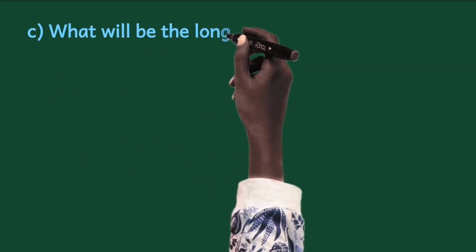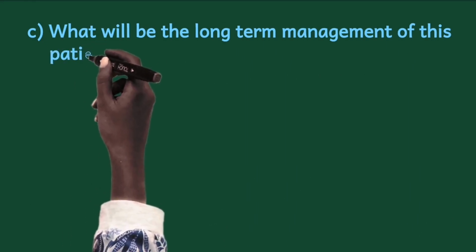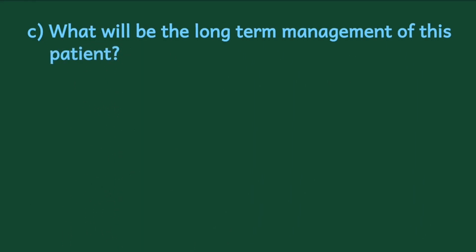Now, there was a third question which said, what will be the long-term management of this patient? Now, remember the principles of management we've been using. We said the first thing to do is to identify any reversible underlying cause and then treat it. Then next, you manage the symptoms of the disease. And then next, you anticipate complications of the disease and then prevent them. However, if the complications have occurred, you manage them. Like the hypertension, it has already occurred, and so you manage them.